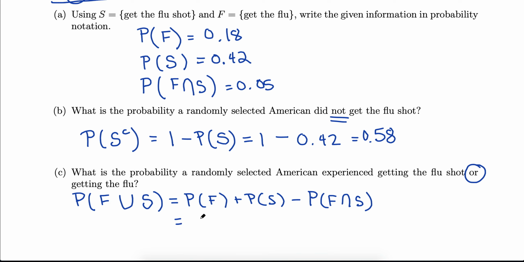F for flu, we have up above, was 0.18. S for getting the shot, we have up above, was 0.42. And then F and S, we have up above, that intersection was 0.05 for 5%. And if you work that out, you're going to get 0.55. So last year, about 55% of people either got the flu shot or got the flu, or maybe both of them happen.